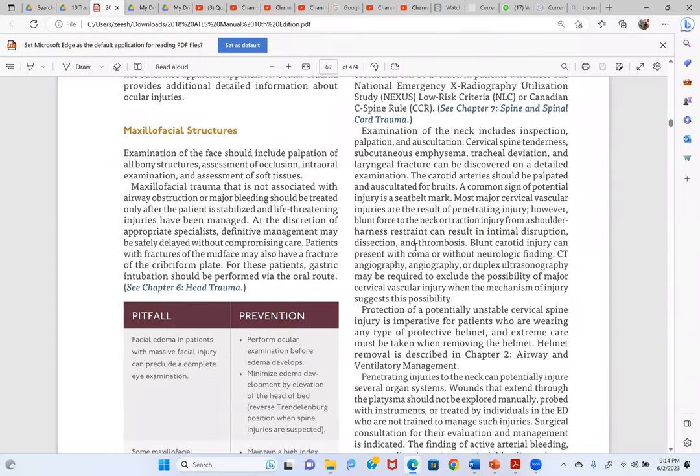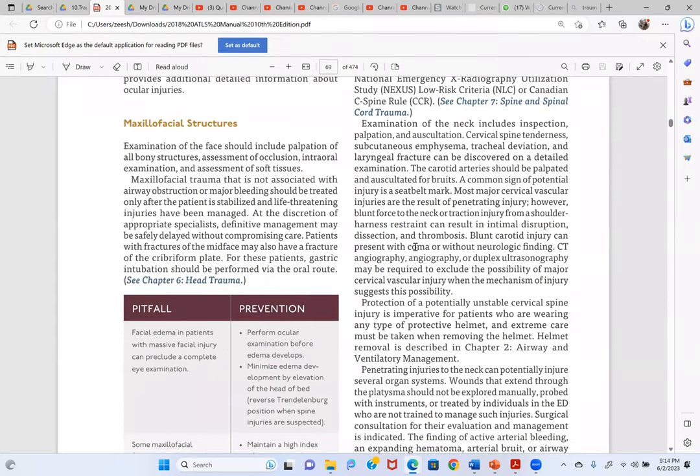Facio-maxillary structures, especially, will create problems for your airway management. So this is very important. Depending on the facio-maxillary fractures, if you remember, there are Le Fort 1, 2, 3. In Le Fort 3, maybe you have to maintain the airway with a tracheostomy. So things like that will be important for you.